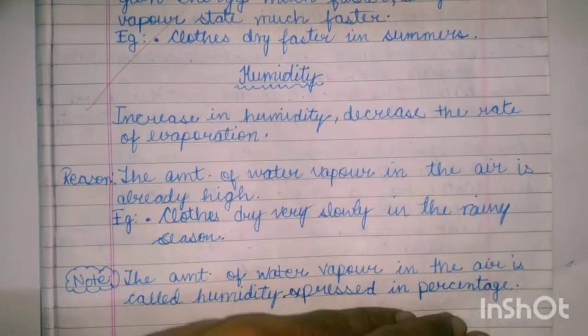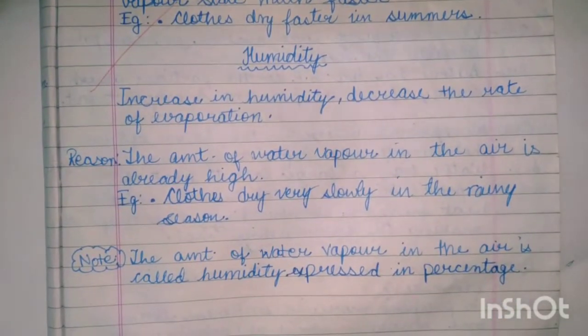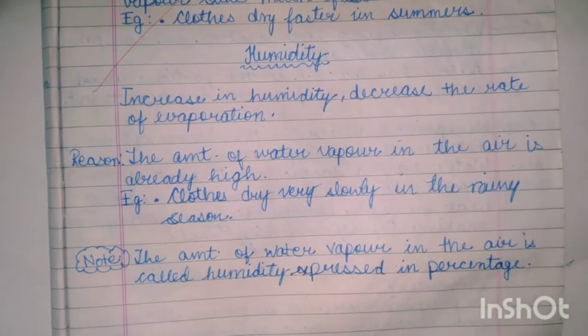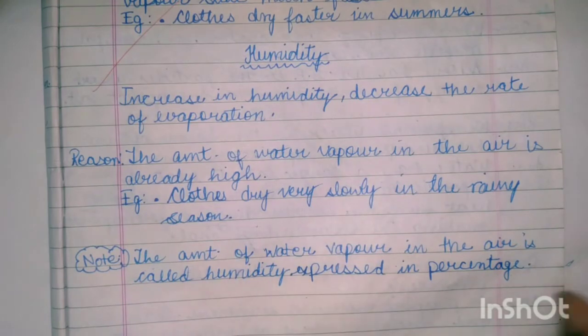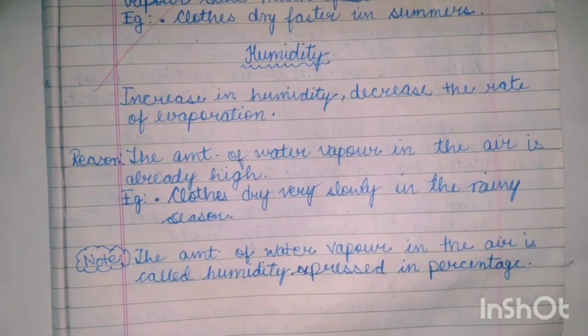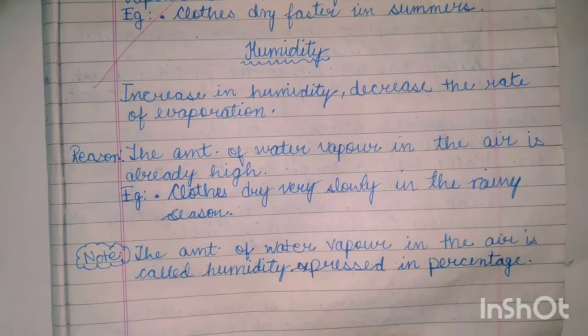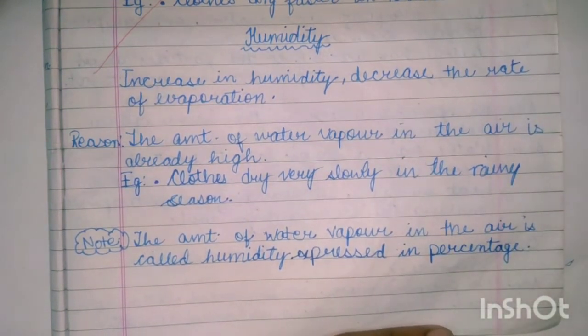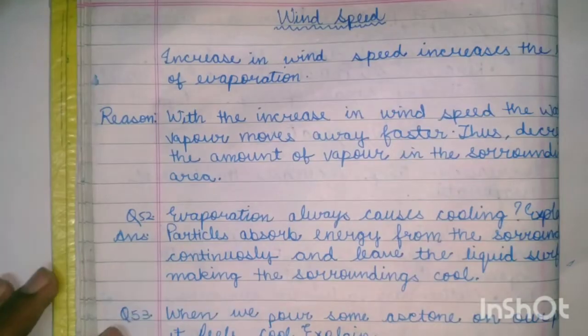Coming to the third factor, that is humidity. Increase in humidity decreases the rate of evaporation. Reason: the amount of water vapor in the air is already high. You all know water vapor is already high, so it will decrease the rate of evaporation. Example, clothes dry very slowly in rainy season. High humidity, rate of evaporation is less. The amount of water vapor in the air is called humidity and it is expressed in percentage.